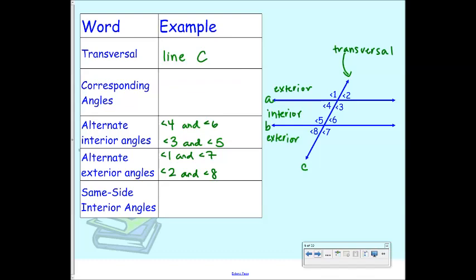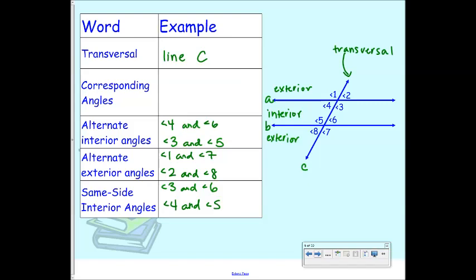All right? Same side interior. 3 and 6 and 4 and 5. Good. How do you know that? Good. So angle 3 and 6 are on the same side, but they're inside the sandwich. And angle 4 and 5 are also on the same side, but inside the sandwich. Okay.